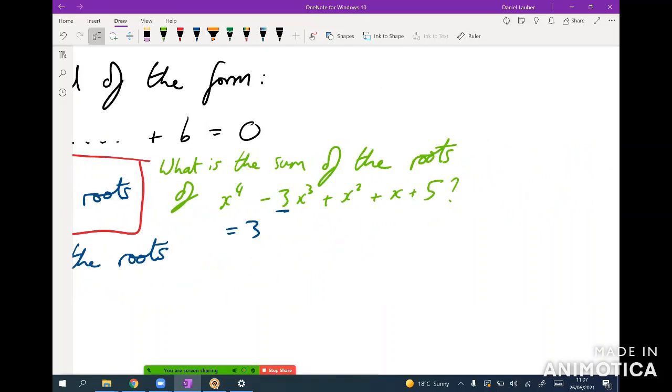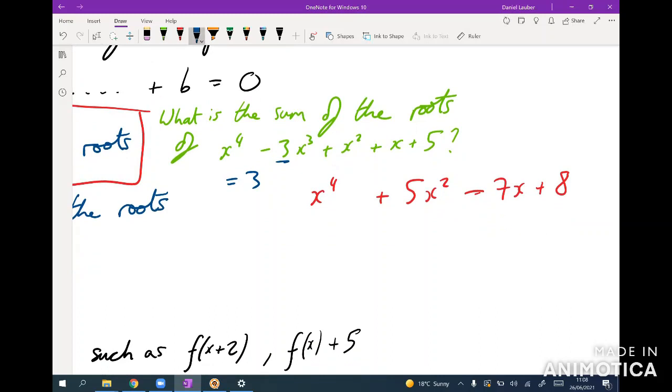And one other thing to be wary of here, though, is if I give you a polynomial like this, what's the sum of the roots here? Well, notice that we're missing an x cubed term.